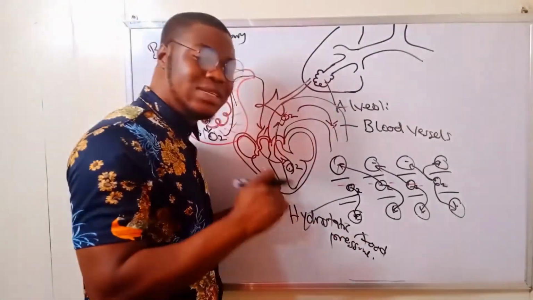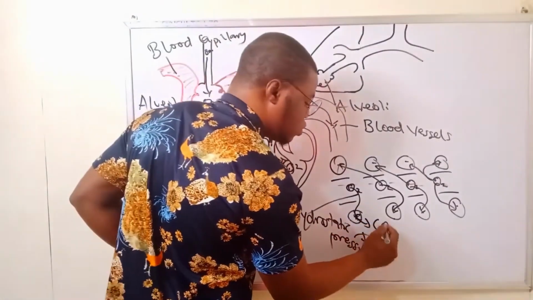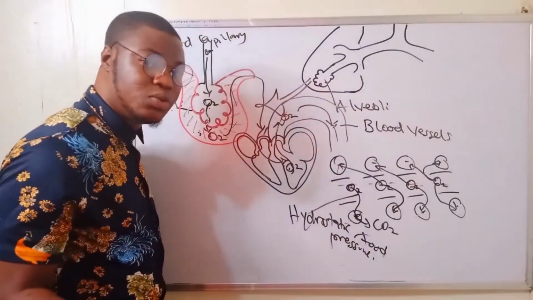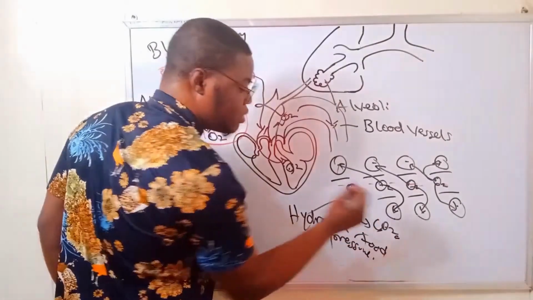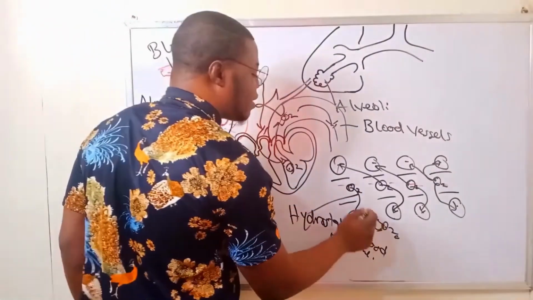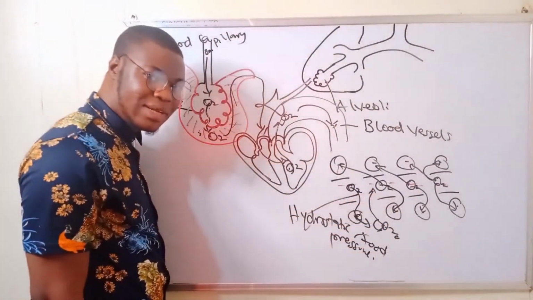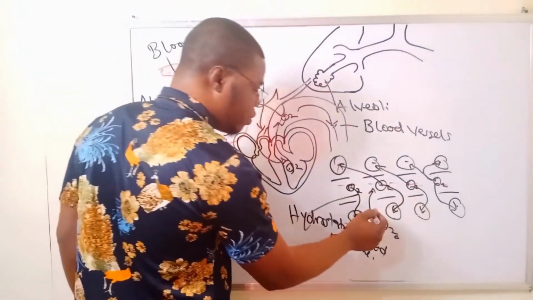So the point is, these cells are going to produce an end product called CO2, which is carbon dioxide. So the carbon dioxide now enters back into the what? Into the bloodstream. I hope you are getting that. With the aid of osmotic pressure.